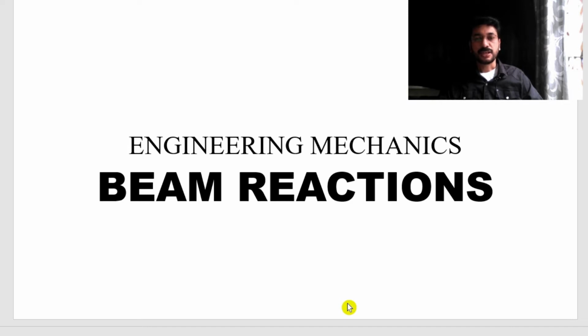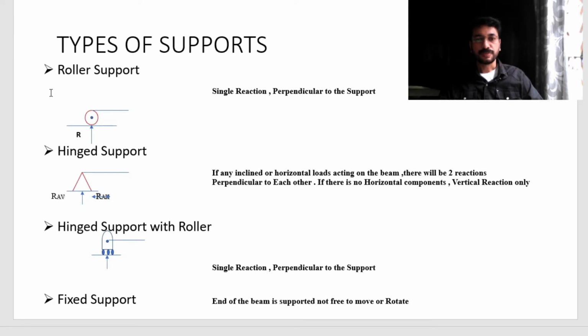A beam is a structural element that has one dimension considerably larger than the other two dimensions, and which offers resistance to bending against the applied loads. To apply the external loads on the beam, it should be supported. The various types of supports are roller, hinged support with roller, and fixed support.